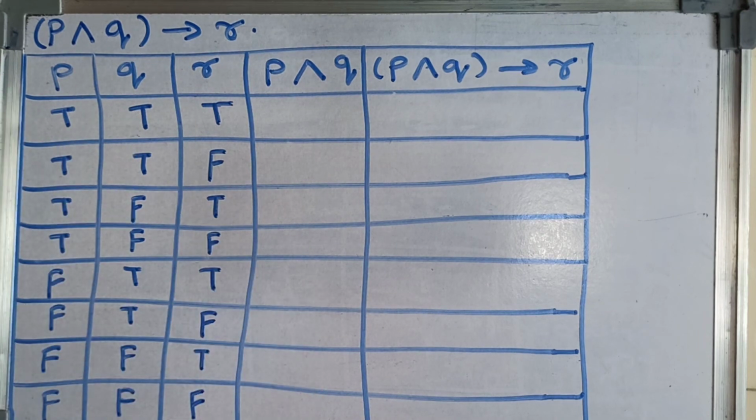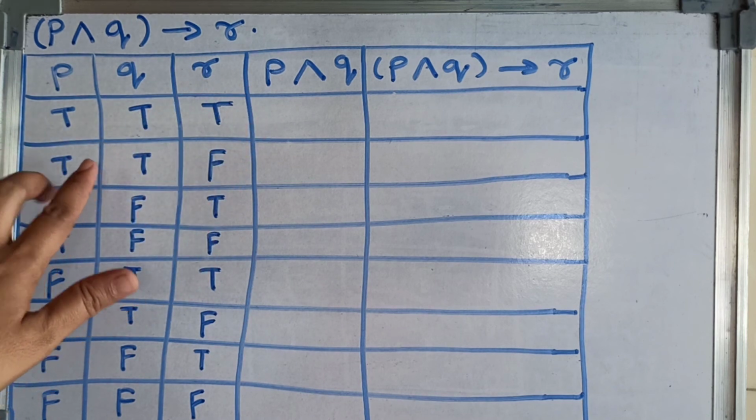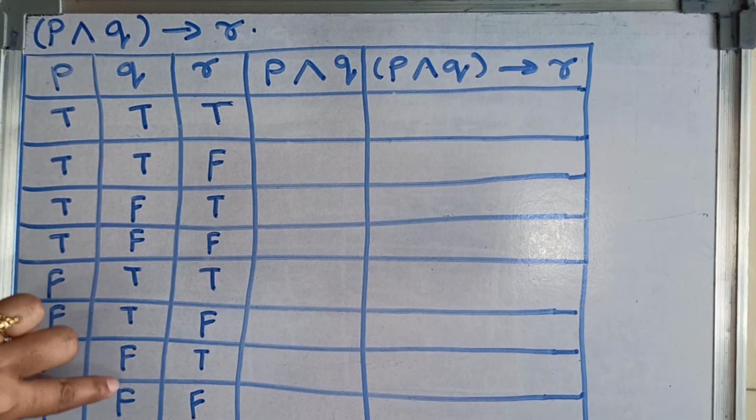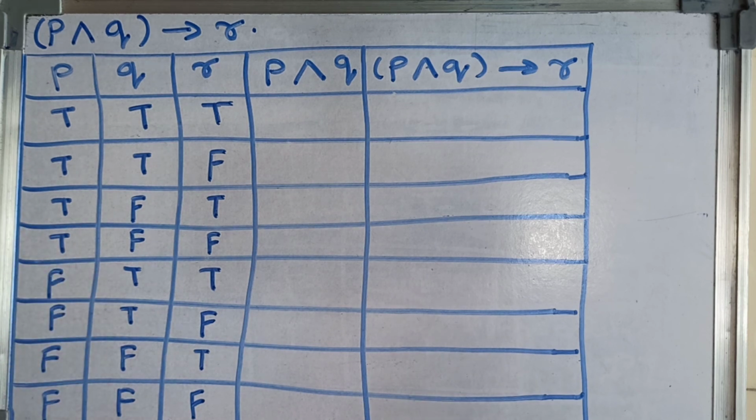Then for the next column we have P and Q. We know for AND, if both statements are true, then only it will be true, otherwise it will be false. So for these 2 you will have true, and these 2 you will have true. In all other rows we don't have both statements as true, so they will be false.